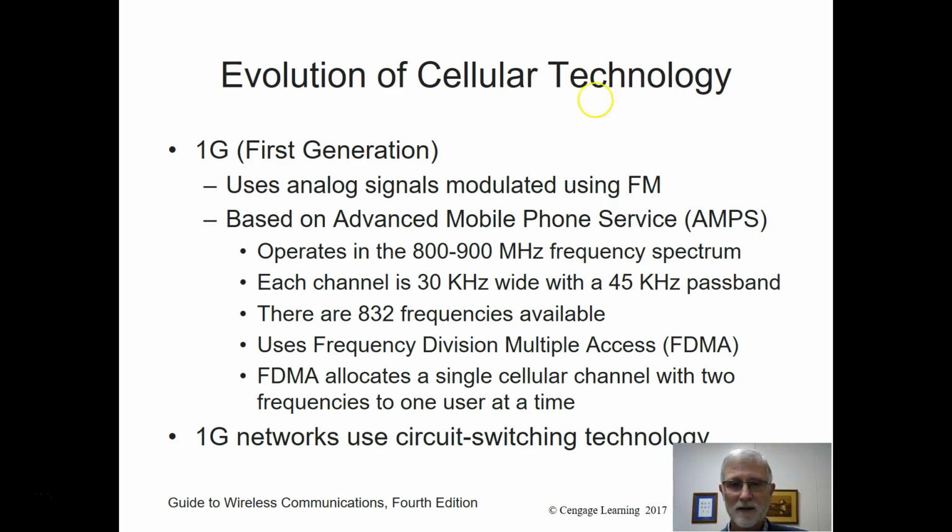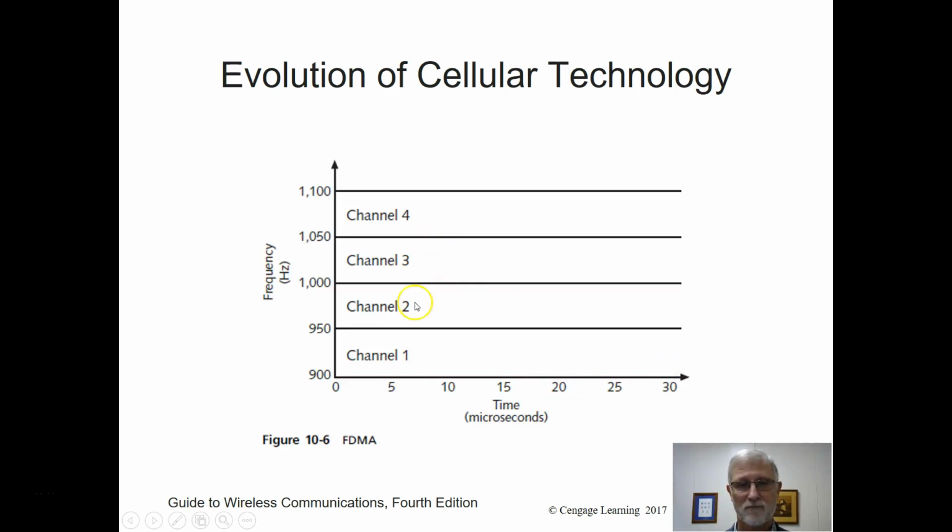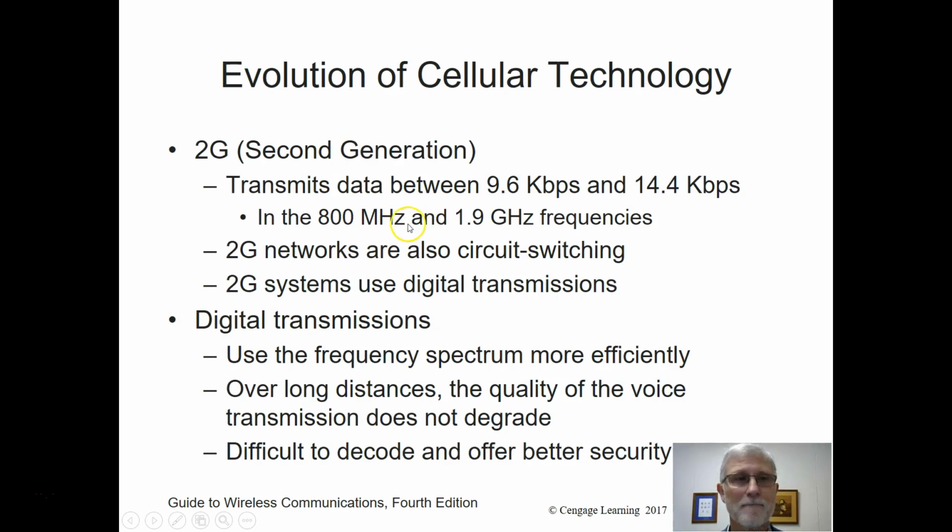So you had the first generation, and basically they were based on advanced mobile services. They operated at a relatively low frequency, and they had channels of a certain width, 30K with a passband filter, which would use frequency division. So we kind of divided the frequencies. Not a big deal. But it all used circuit switching technology. So each channel had a different frequency, similar to what you do with your radio, right?